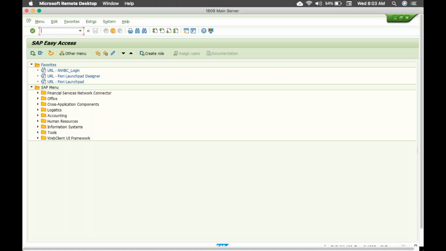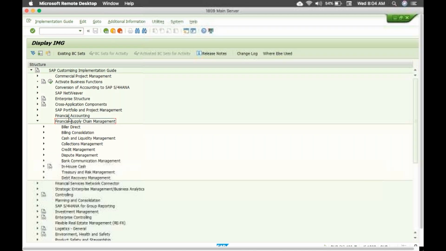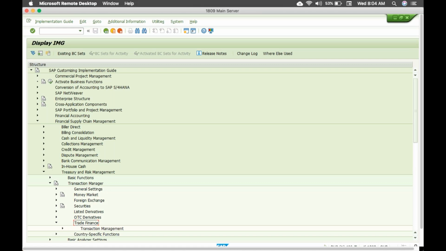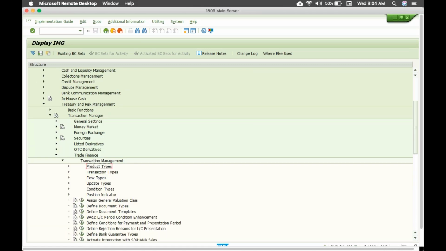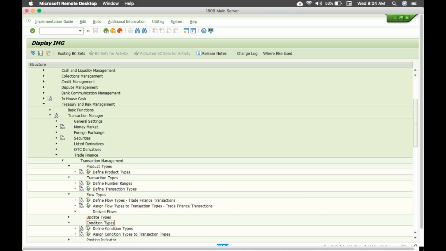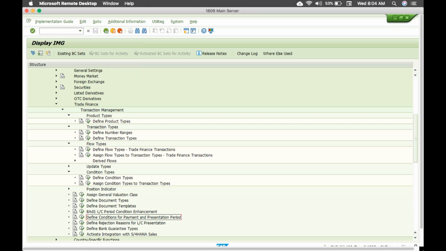Listen carefully. When we are talking about the trade finance application, normally we follow the step-by-step configuration, which we know from the previous sessions, what we have discussed. The same procedure we are following here. We are going to create the product type, we are going to create a transaction type, we are updating the flow type, and also we are updating the condition types. Like that, we are going to activate. There are some BAdIs which we need to activate. In fact, we are not activating, our technical team will activate.